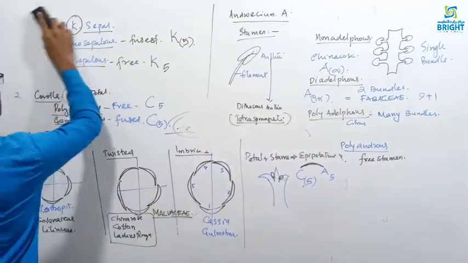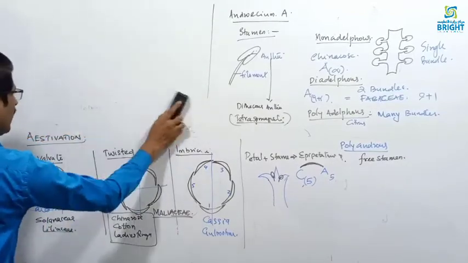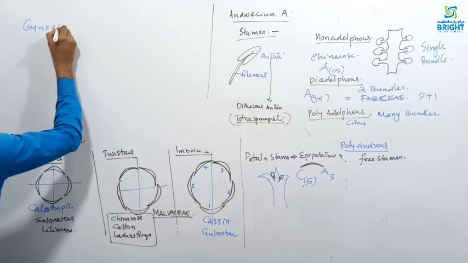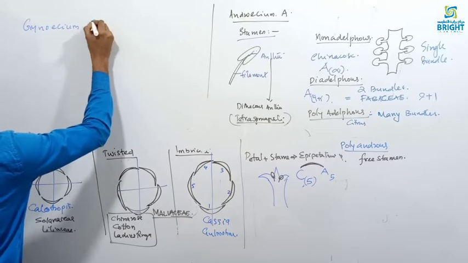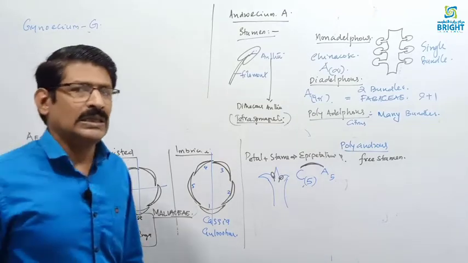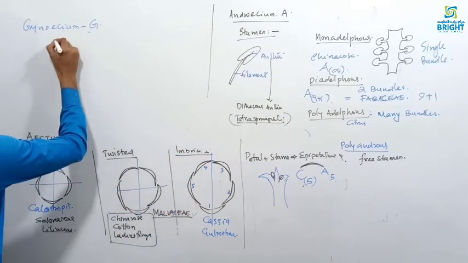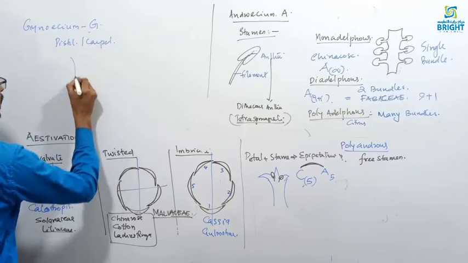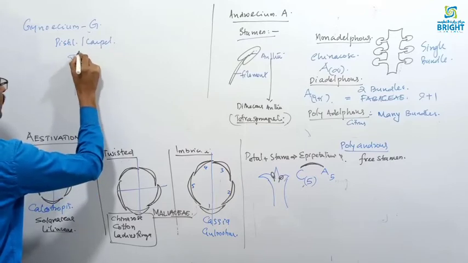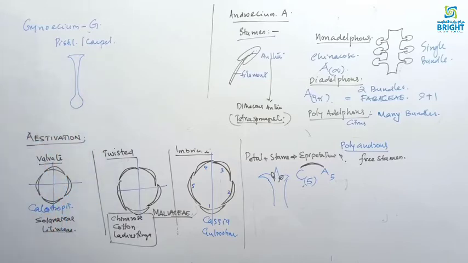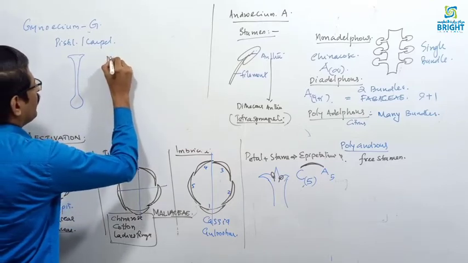And the next one is gynoecium. Gynoecium is the female reproductive organ, and it is represented by capital G. The individual members are the pistil or carpel, and it has three major parts: the stigma, the upper receptive surface, the style, and the ovary. Three different parts.